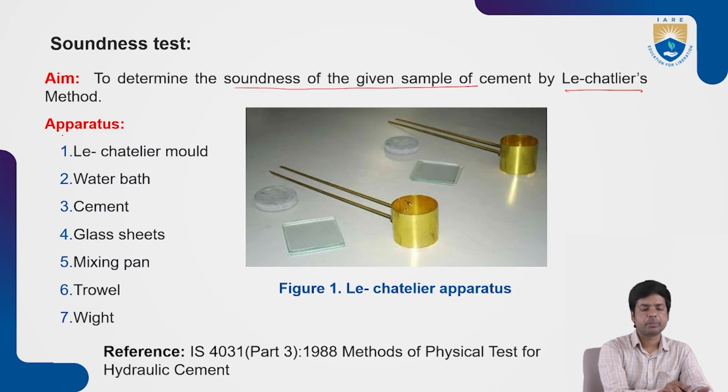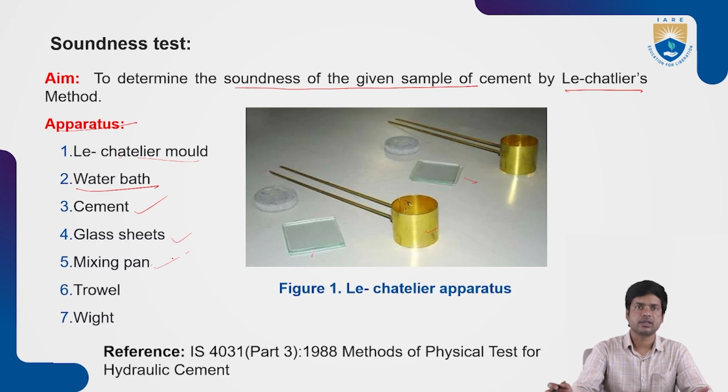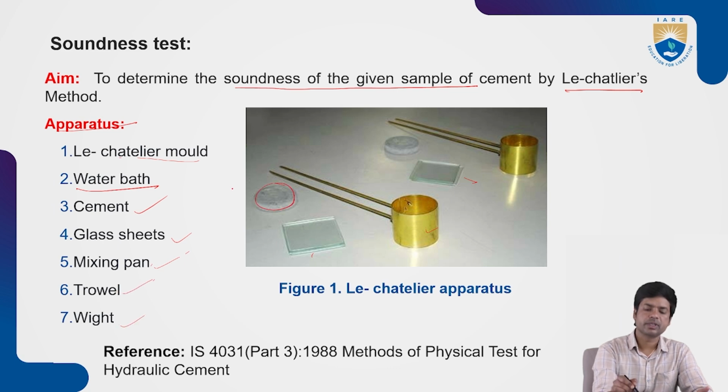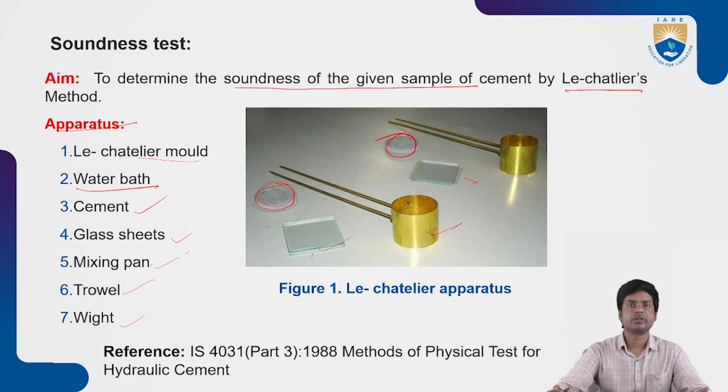Coming to the apparatus, here we are going to use the Le Chatelier mould, a water bath, cement, glass sheets, a mixing pan where we are going to mix, a trowel, and weights. So this is the Le Chatelier mould, and these are the glass plates, and these are the weights, which will be used on the mould.